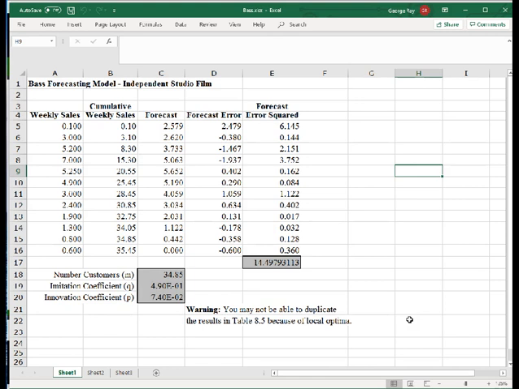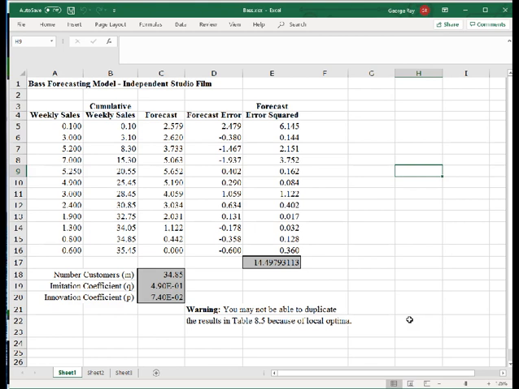Obviously, the Hollywood studios are going to be most interested in a product like this because they're always coming out with new products, new movies. And so if they can get a good sense of what their demand would be, then that would really help them immensely.